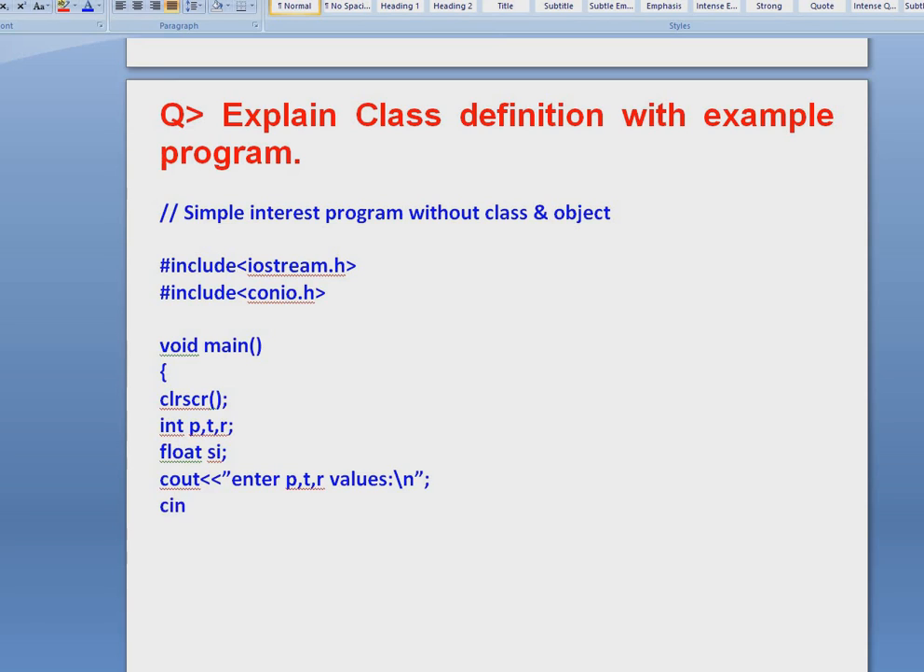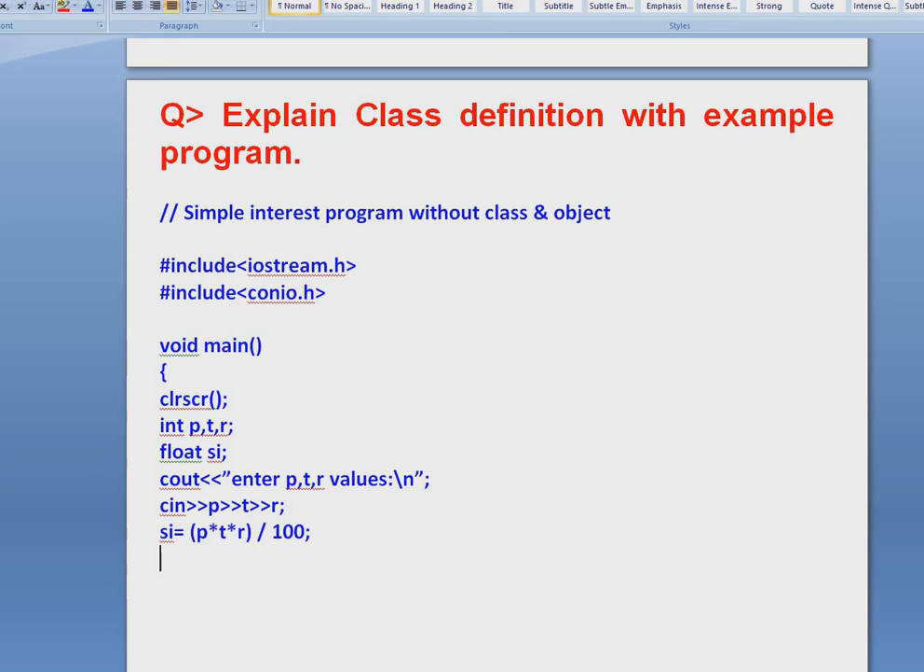Okay, now read the values. cin, store in p, t value in t, and r value in r. Okay, after reading the values, next calculate the simple interest using the formula p into t into r divided by 100.